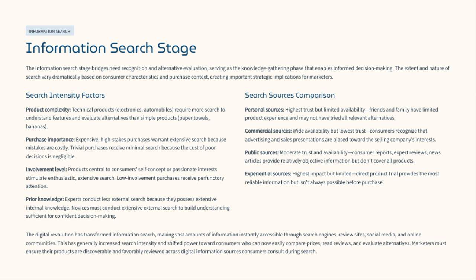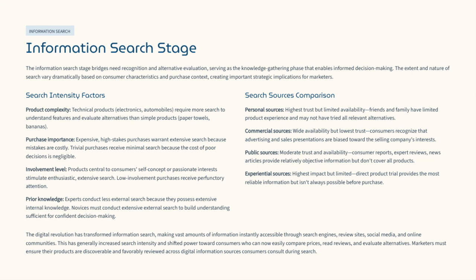When it comes to experiential sources, they have the highest impact, but they are also limited. Nothing beats direct product trials for providing the most reliable information, but of course, trial isn't always possible before a purchase. Public sources, like consumer reports, expert reviews, and news articles, are moderately trusted and fairly available. They offer relatively objective information, but they don't cover every product out there.